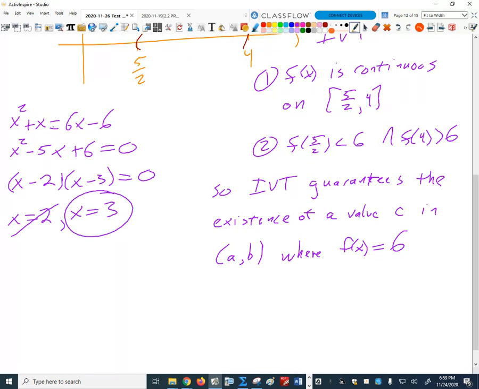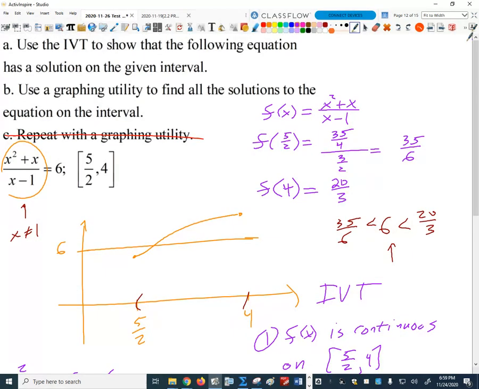How could we do this with a graphing utility? Let's just quickly take a run at that.